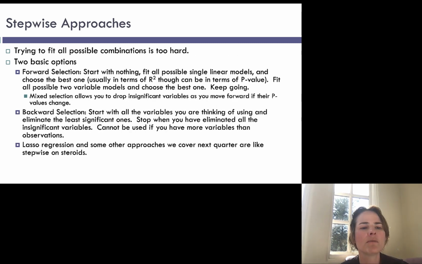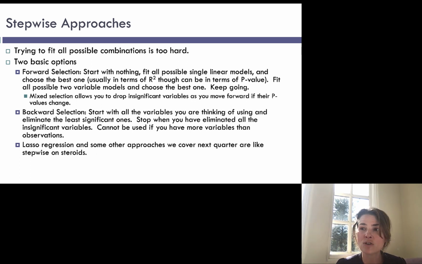And so we want to be careful when we pick an approach for how we might build up or tear down a model, that we keep in mind that we need to have at least one more observation than we have parameters to estimate, or variables we want to estimate. So trying to individually fit all possible combinations of variables is just too hard.